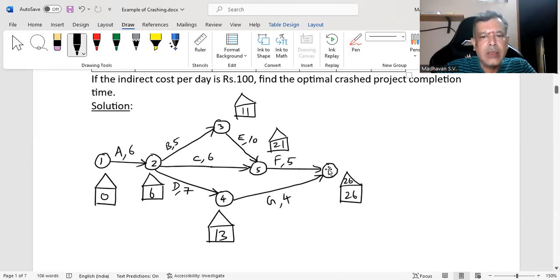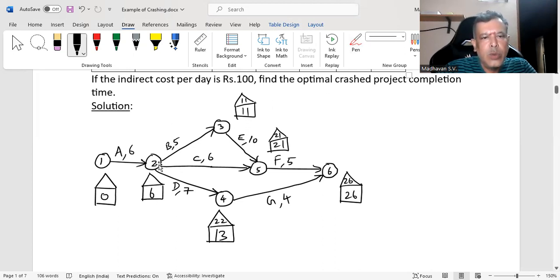Then you come back. The previous node is node 5. At node 5, you check how many back arrows are there. Only one back arrow, which is from node 6. So you consider the number which is written in the triangle, which is 26. 26 minus 5, you subtract the duration, you get 21, so you write 21 here. Then at node 4, you check how many back arrows are there, only one, which is from node 6. So 26 minus 4, you write 22 here. At node 3, you check how many back arrows, only one back arrow, which is from node 5. So 21 minus 10, you write 11 over there.